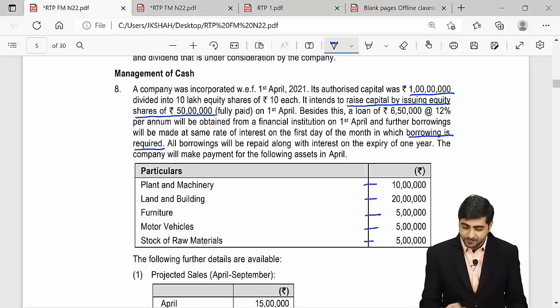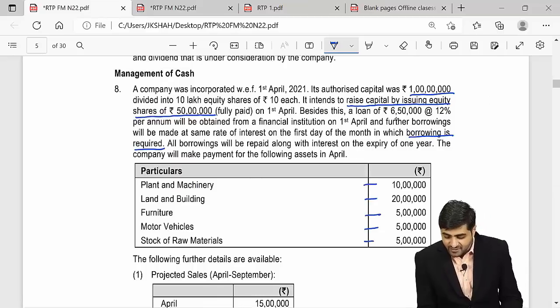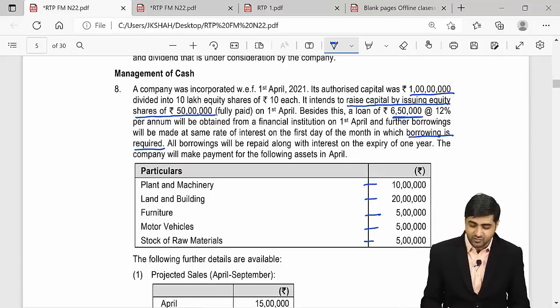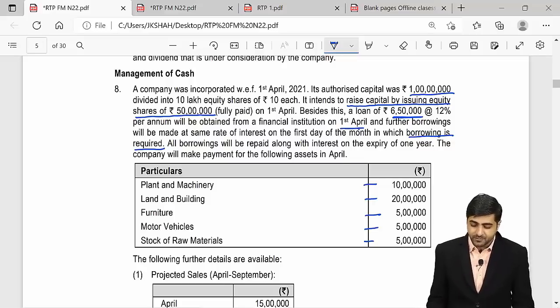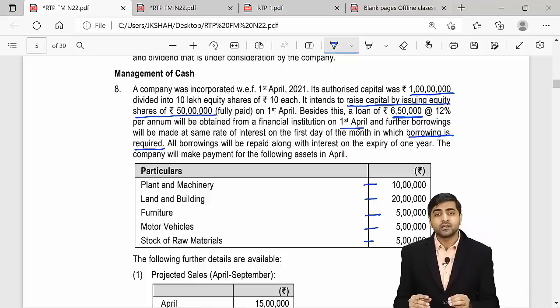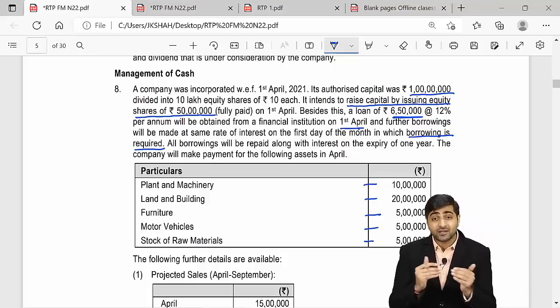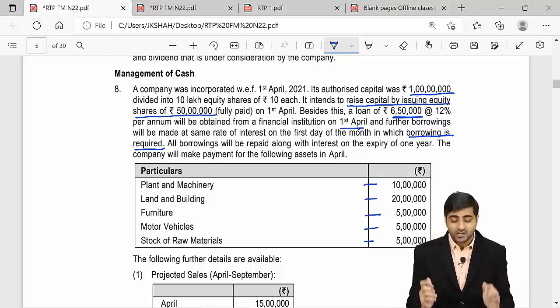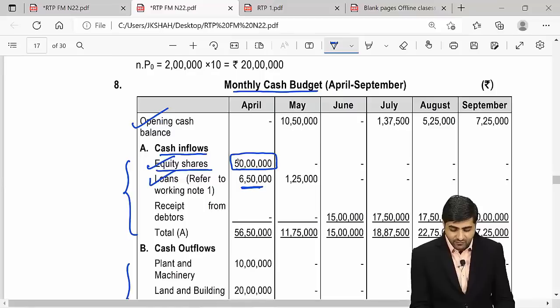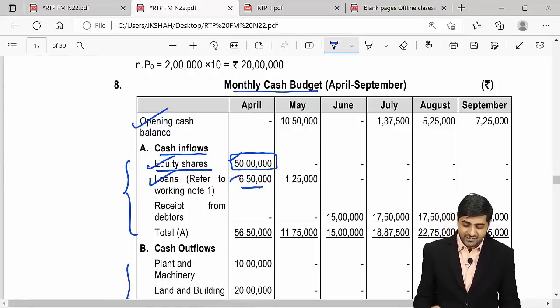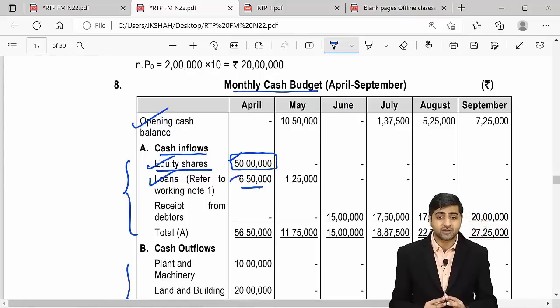Also at the same time, you can check that we are taking some loan of 6,50,000 also, and that is also taken on 1st of April. So basically there is going to be 6,50,000 of your receipt in the month of April. So guys, here we also have loans which is nothing but rupees 6,50,000. Okay, so we have equity shares and we have loans. So we have 50 lakhs and 6,50,000 which is taken into consideration.